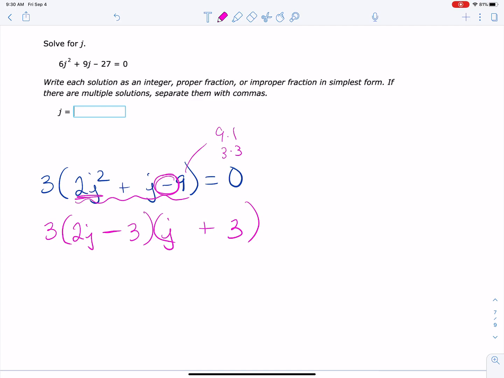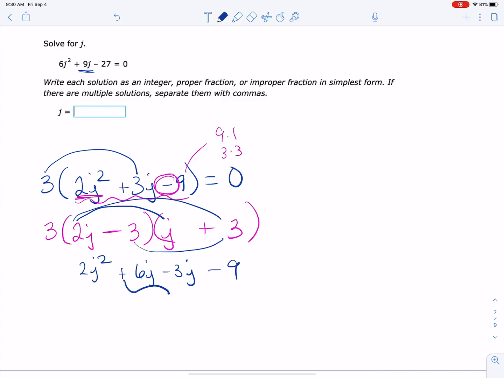Now I'm just going to check it. I don't know which one's positive or negative. I'll determine that after I check it. So let's see, that's a 2j squared plus 6j minus 3j. Wait a minute. Did I forget a 3 here? I did, because 3 times 3 is 9. And then minus 3j and then minus 9. So check your middle term here, and that's a positive 3j. Yay! Wow, we got it on the first try.